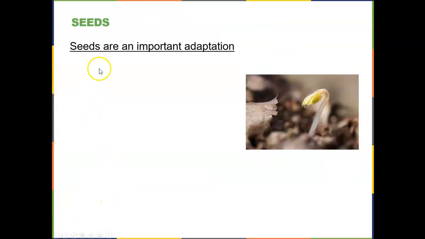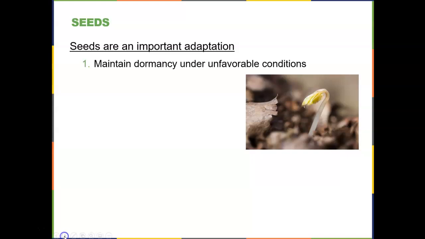So when that embryo is formed, when that sperm joins with the egg to form an embryo, then we now have a seed. And seeds are a really important structure for the seeded plants because they allow for a number of important characteristics. Number one, they allow for dormancy under unfavorable conditions.